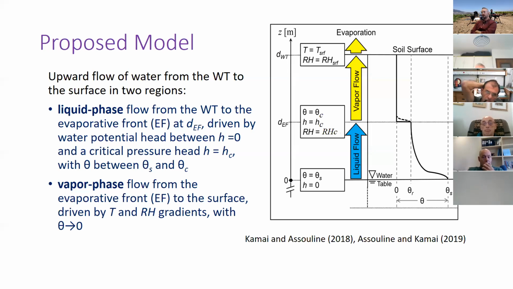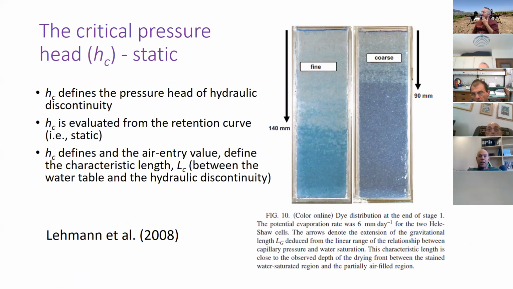And this is where we come to the proposed model. If we want to basically delineate this process, we can separate the evaporating profile into two segments, one with a vapor flow zone that we can model separately, and one with a liquid flow zone that we can actually model with the Richards equation. And here we get to what we call a critical pressure head that disrupts the hydraulic conductivity. Okay, so the critical pressure head, the question is, how do we quantify that for our model?